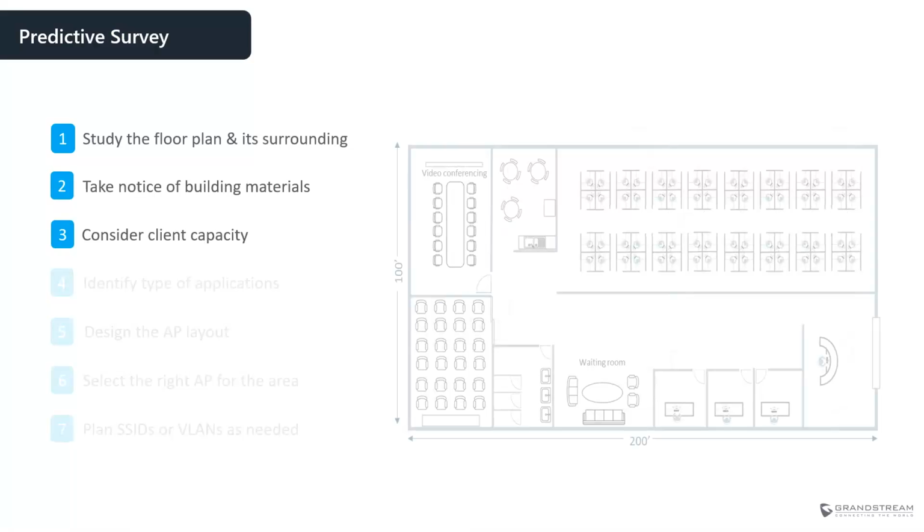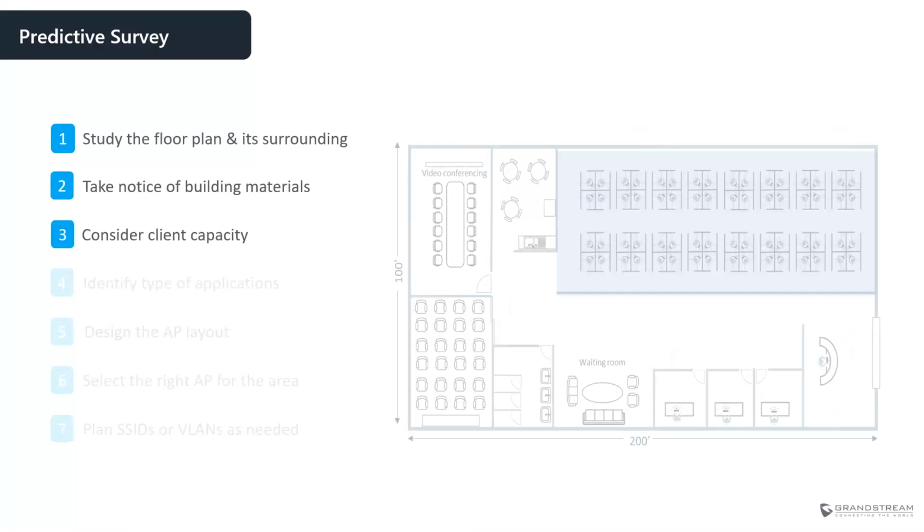Considering client capacity and estimating the number of wireless clients that will be accessing the wireless network can help you determine the area where you need to deploy more access points. So in our example, we can see that the area with the cubicles will have multiple users with eventually more wireless devices. So that tells us that this area is a high density area that will require 2 or more high density access points.